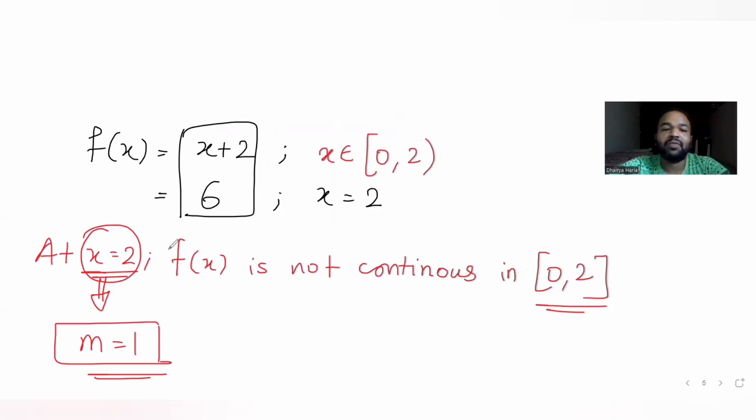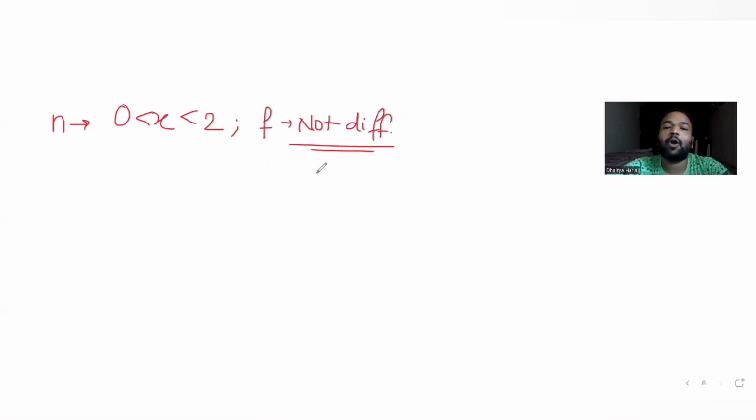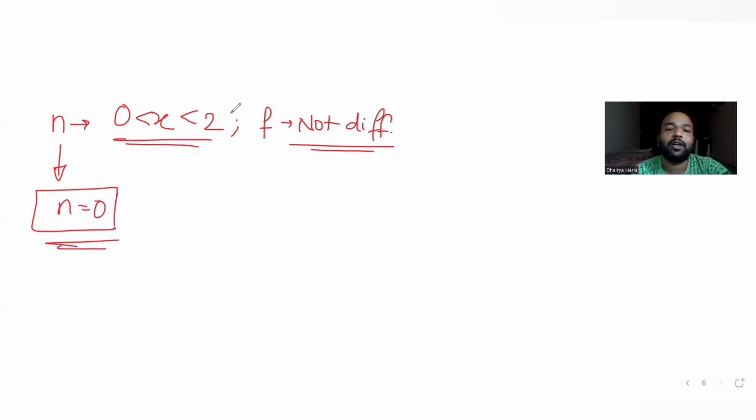If I see the previous function f of x, I understand that for x greater than 0 and less than 2, we have the same function x plus 2. So it is differentiable at all the points. So n in this case becomes 0, because there are no points where the function is not differentiable in the interval given to us. So we get n as 0.